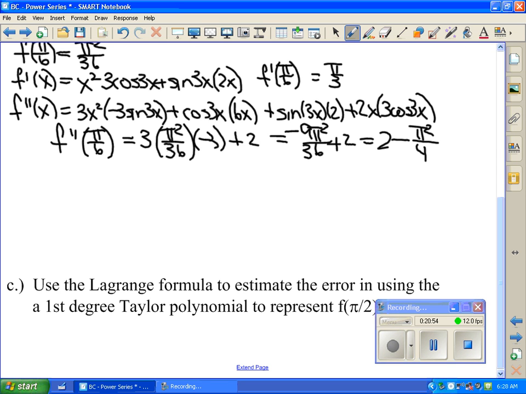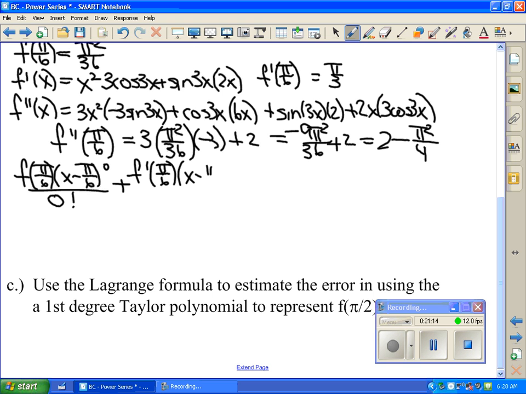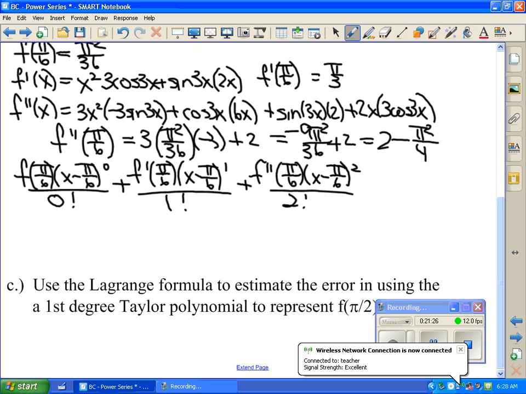Alright, so now each term is going to have a derivative piece of information, an exponent, and a factorial. So just kind of writing out the Taylor pieces, the first one's going to be f of pi over 6, centered at pi over 6, so x minus pi over 6 to the 0 over 0 factorial. The next one, f prime of pi over 6, x minus pi over 6 to the first over 1 factorial. And then the third term, f double prime of pi over 6, x minus pi over 6 squared over 2 factorial.